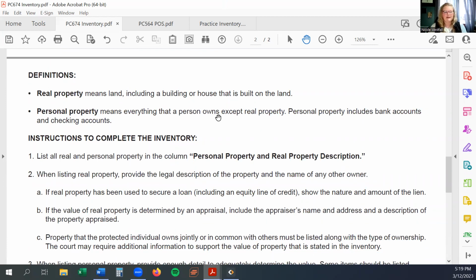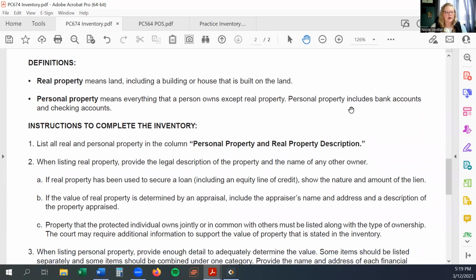Okay, so attached to the inventory, you have definitions. Real property means land, including a building or house that is built on the land. So that would be a home or a vacant property. Personal property means everything that a person owns except real property. So personal property includes bank accounts, checking accounts. It also includes IRAs, stocks, bonds, annuities, literally anything that a person owns that has a financial value attached to it.